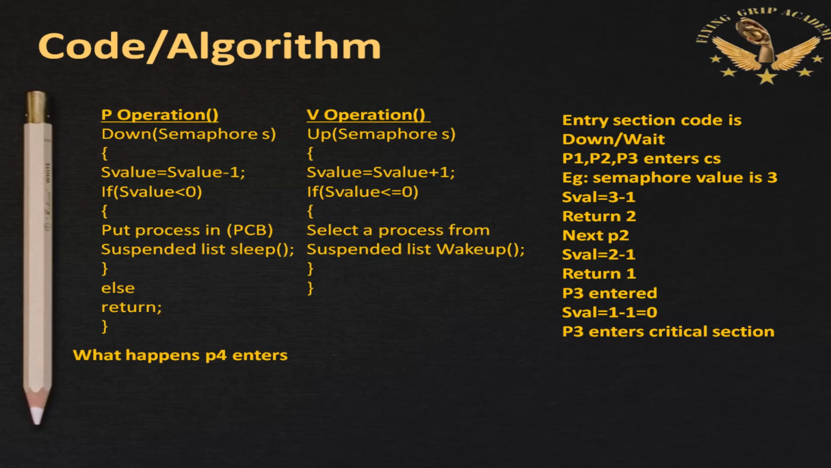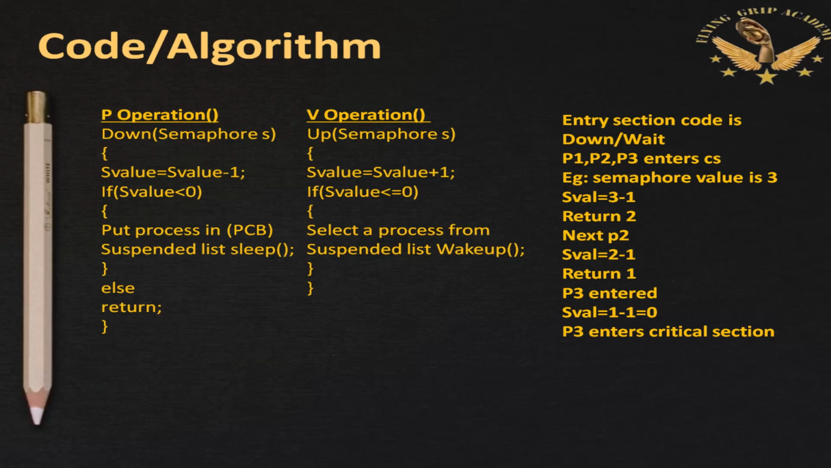So what happens if P4 is going to enter? For example, P4 enters into the semaphore. Only 3 processes can be there, so the value is either 0 or 1. Let us check what happens when P4 enters the semaphore. Already its value is 0, so now the value becomes 0 minus 1, which will be minus 1. So it will be a negative value. Here all 3 processes have entered the critical section.